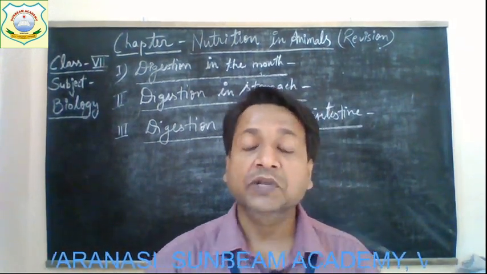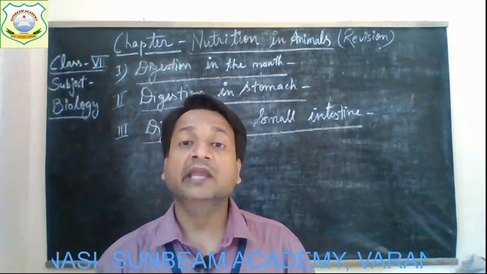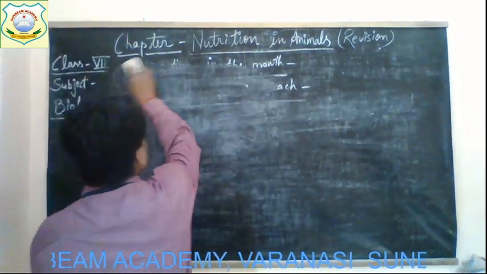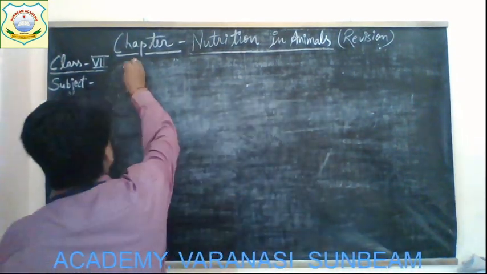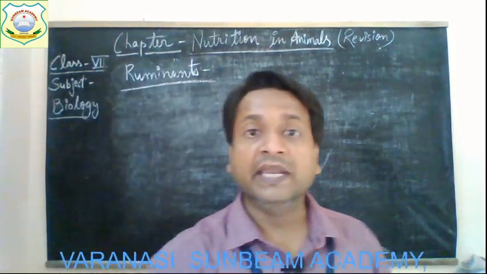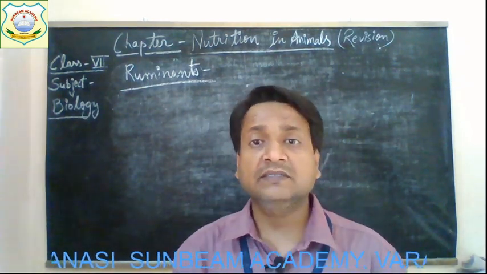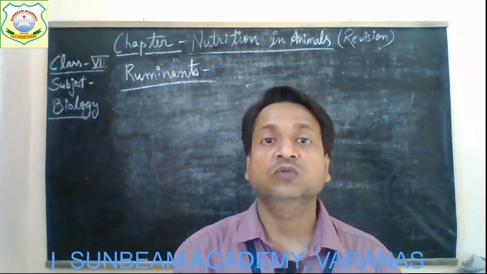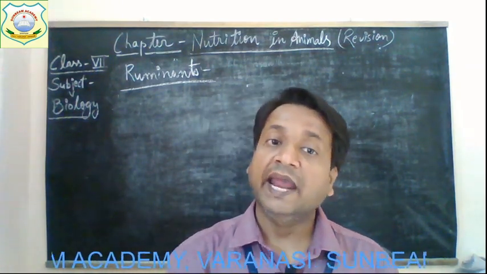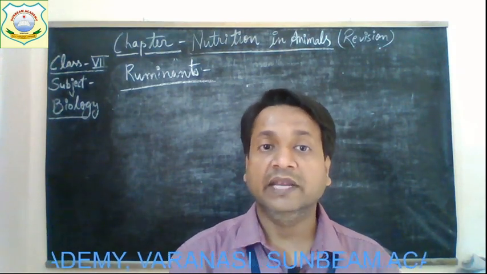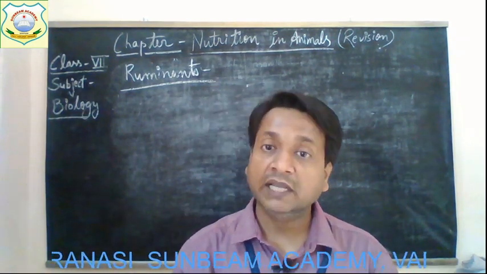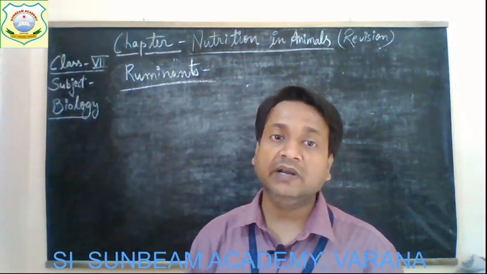Now, after that, I'm going to discuss the process of digestion of food in ruminants. Children, ruminants are hoofed, plant-eating animals that digest their food in two steps. Examples of ruminants are cows, buffaloes, goats, sheep, and bison. All these animals are known as ruminants. They have complicated stomachs consisting of four chambers. We human beings have a one-chamber stomach, but ruminants have a four-chamber stomach.